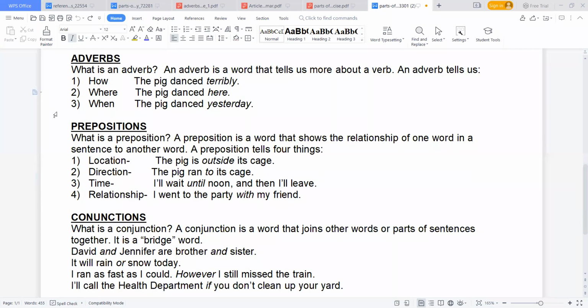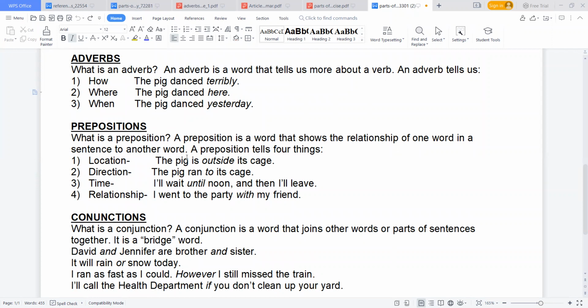Moving on. Now, what is a preposition? A preposition is a word that shows the relationship of one word in a sentence to another word. That means it generally tells about the position of the noun, whether it is on the table, under, of, from, to. These are all prepositions.